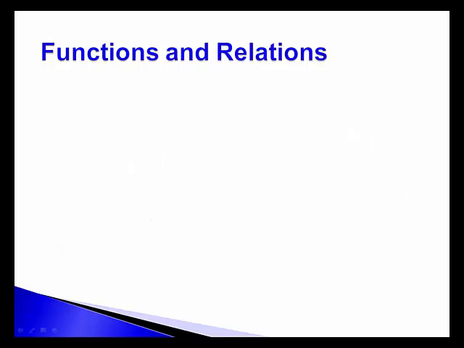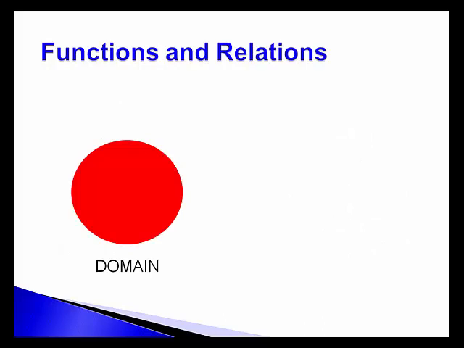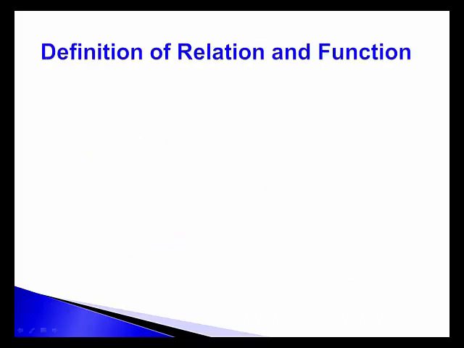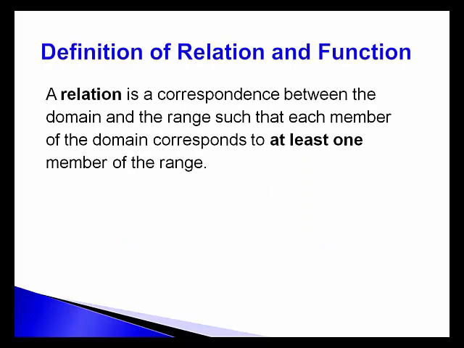Let's now talk about functions and relations. Every function and relation has a domain and a range, and they're connected by some sort of correspondence. Those are terms you need to get used to: domain, range, and correspondence, which pairs the items in the domain with the items in the range. Let's talk about the definitions now of a relation and a function. The definition of a relation is: a relation is a correspondence between the domain and range such that each member of the domain corresponds to at least one member of the range.